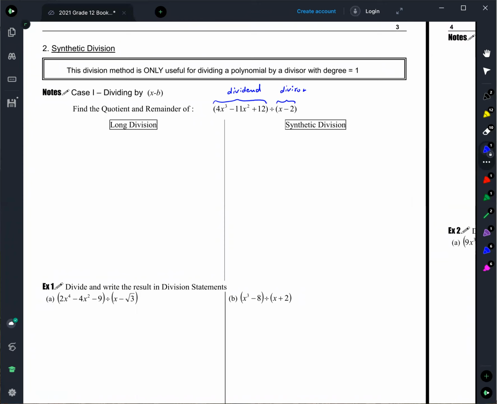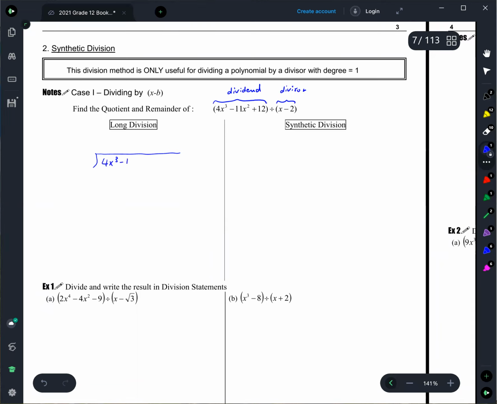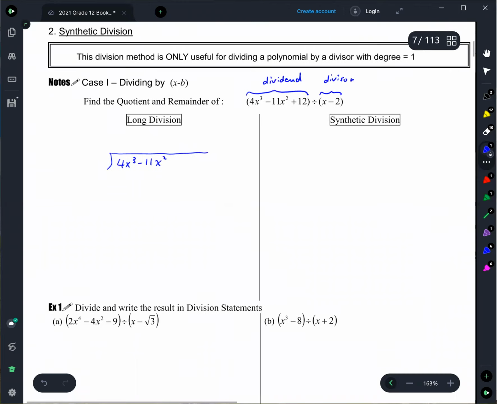So it's the same way as when we do long division for just numbers. The dividend goes to the inside, okay? So you put 4x cubed minus 11x squared. Now, you can see that it doesn't have the x term, right? It's skipping x to the 1. So you need to have a plus 0x to save a space, okay? And then plus 12.